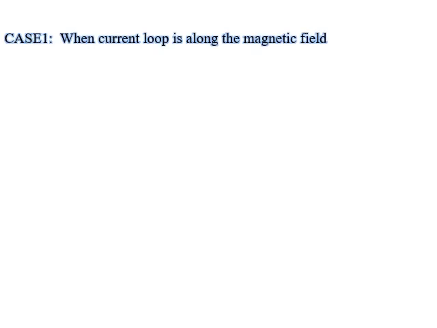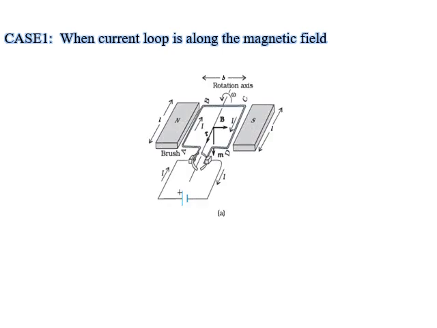First, now let us see this. Case 1, when current loop is along the magnetic field. So this is how it looks when the loop is placed along the magnetic field. ABCD is connected to a battery with the help of brushes, and that battery will produce current, and the current is passing from A to B, B to C, C to D and coming back.